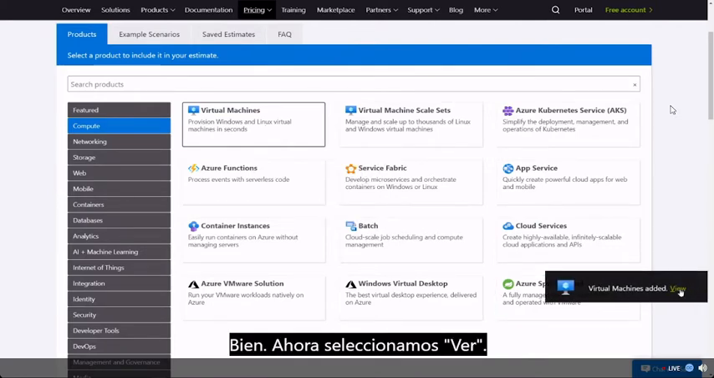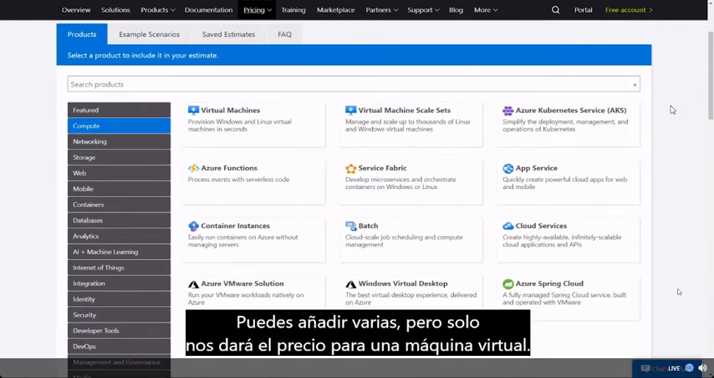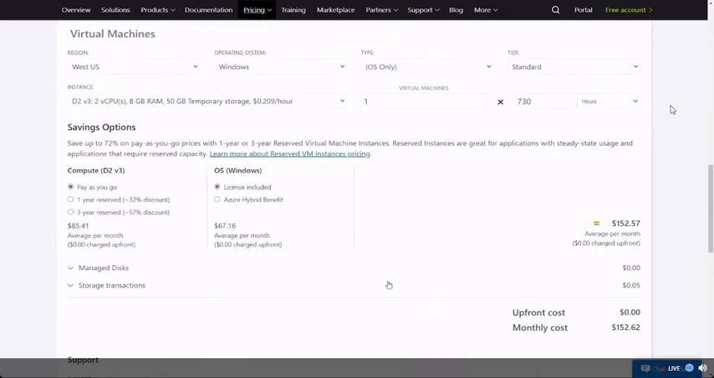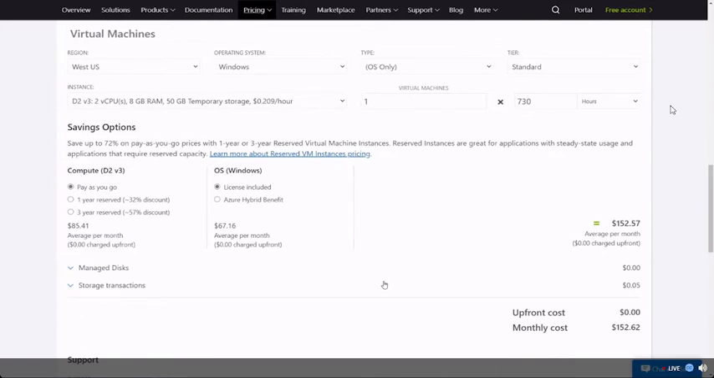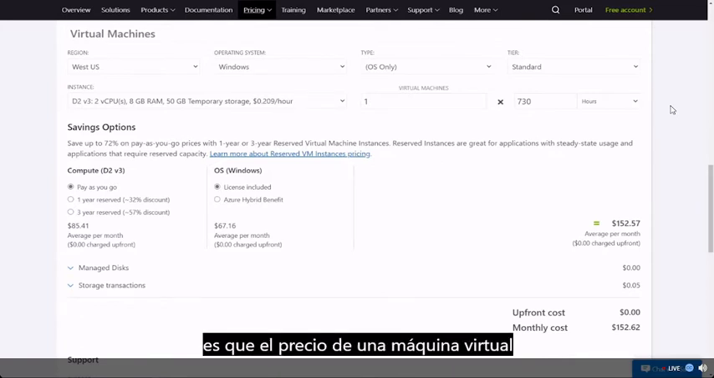All right, so let's go ahead and view. And again, you can add multiple, but I'm just going to do a pricing for a virtual machine. So not changing anything, just as is how the calculator popped up. What you will see here is that the pricing for a virtual machine with an operating system Windows in the US region running 730 hours a month as a D2 will cost you $152 a month.